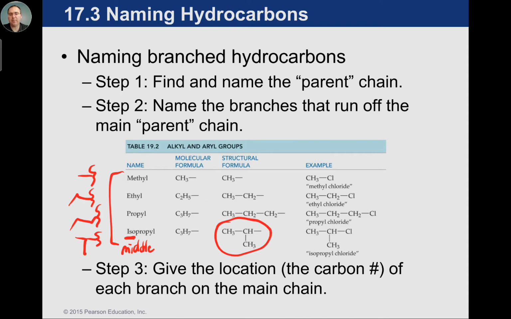You can imagine the most common version of this is isopropanol, which is rubbing alcohol. And that happens to be the case when this is an OH group. And we'll learn about alcohols a little bit later. Because it's somewhat common in grocery stores and pharmacy stores, they do introduce it briefly in this chapter.